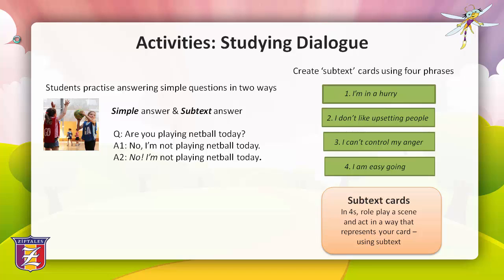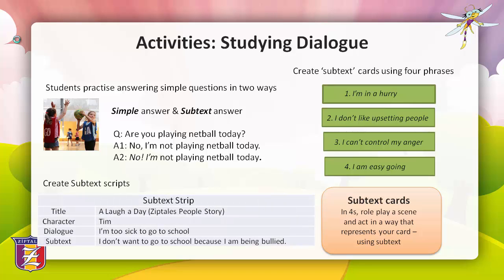A final activity for studying subtext in dialogue could be for students to scan familiar texts to locate examples of subtext in the dialogue that they read and create a subtext strip. So the subtext strip would contain information like the title of the story, for example, A Laugh a Day. The character involved, or the character speaking, would be Tim. The dialogue example is, "I'm too sick to go to school," as Tim says to his mother in the story. When really the subtext of this dialogue is, "I don't want to go to school because I'm being bullied."